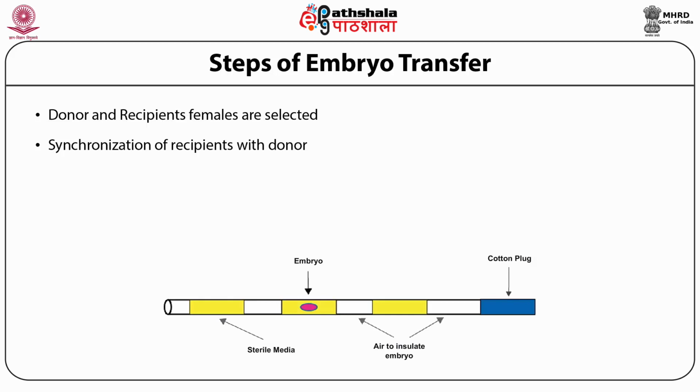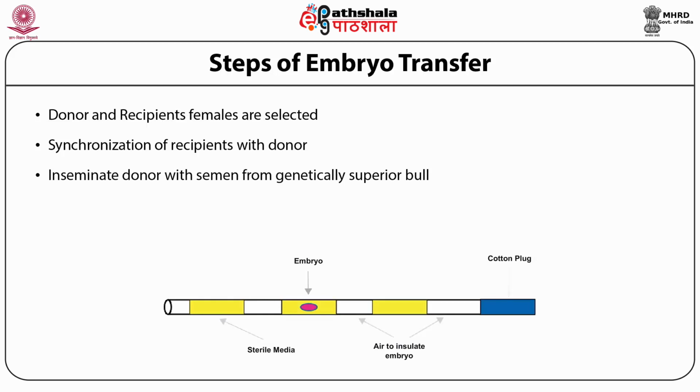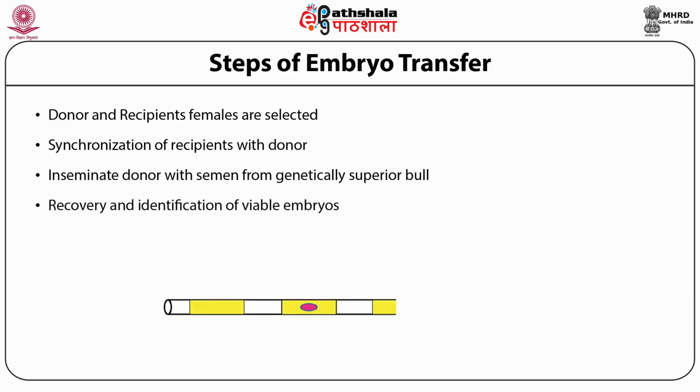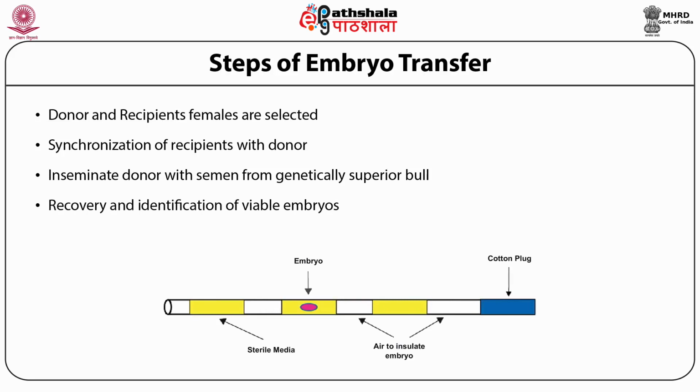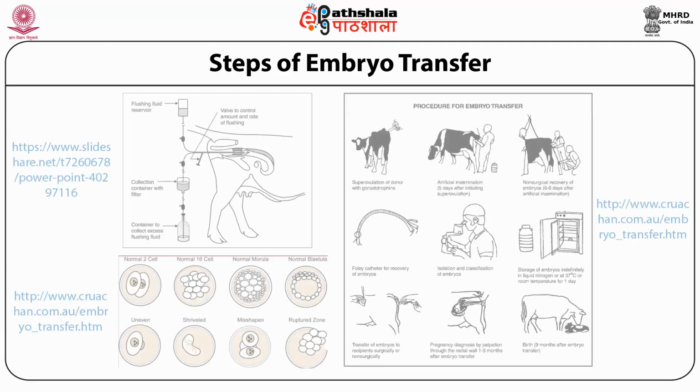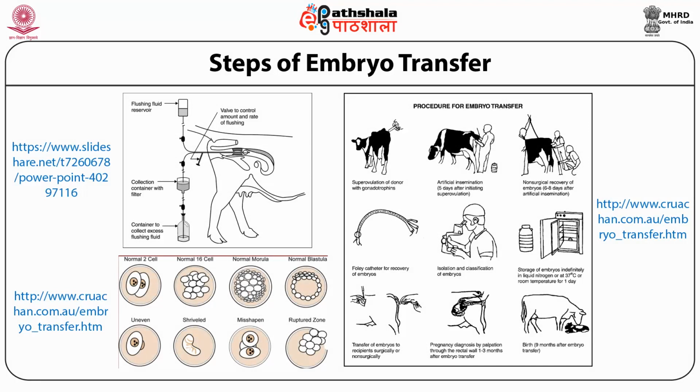cause super ovulation. The donor is inseminated with semen from a genetically superior bull, and then embryos are recovered from the donor. These embryos are then transferred to the synchronized recipient, which can also be called a surrogate mother. This figure indicates the procedure which can be used during multiple ovulation and embryo transfer.